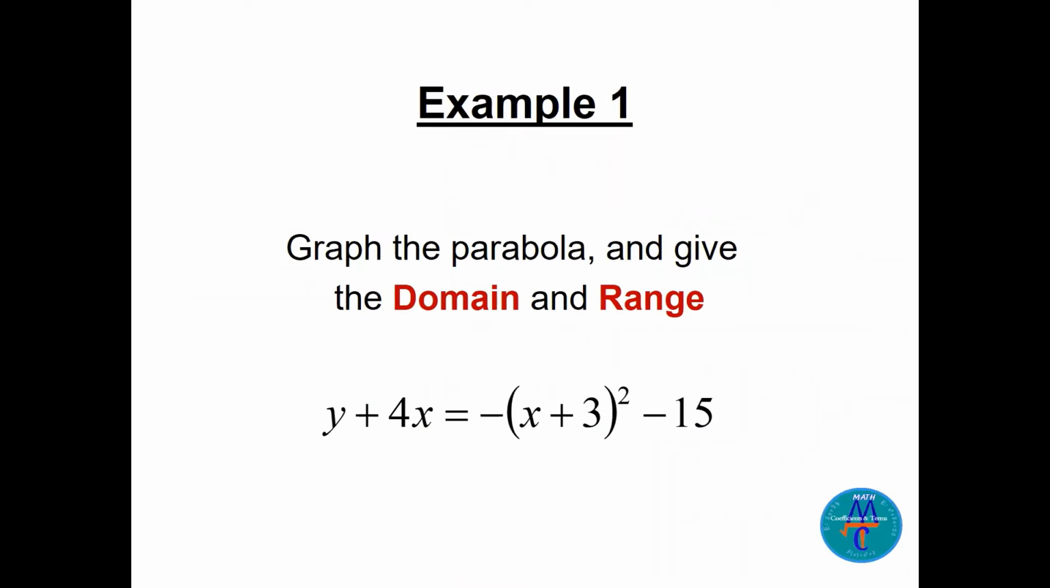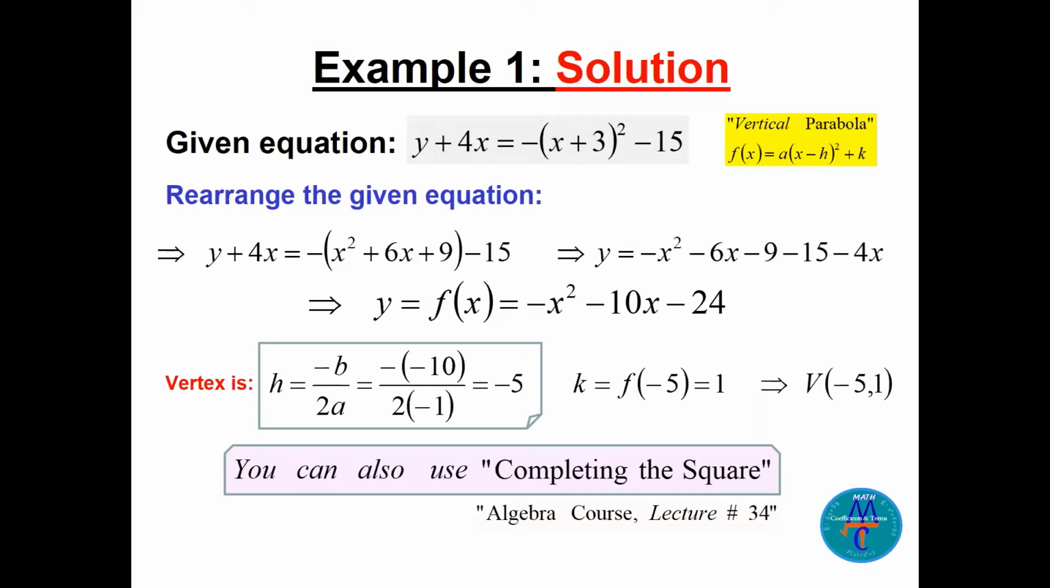Let's see, graph the parabola and give the domain and range of this equation. Y plus 4x is equal minus x plus 3 squared minus 15. The first thing we have to do is to rearrange the equation, expand it, simplify it, put it in standard form. The standard form is f of x, as I mentioned before, a x minus h squared plus k. So we have y plus 4x. This one we have perfect squared, x squared plus 6x plus 9. There is a minus outside. Simplify everything, you will get f of x equals minus x squared minus 10x minus 24. This is a general form of quadratic function.